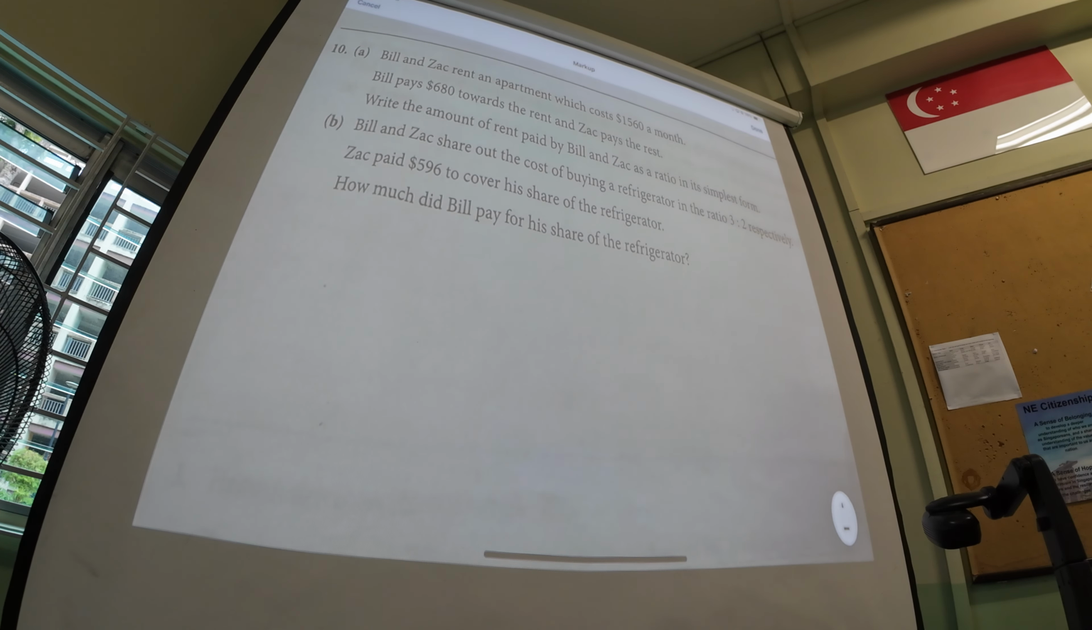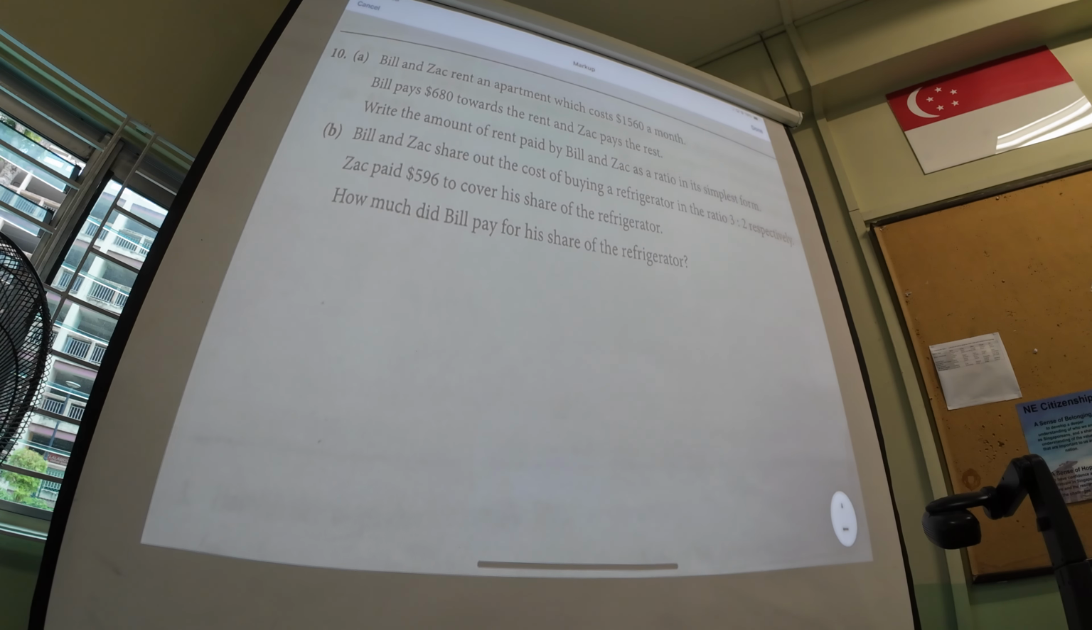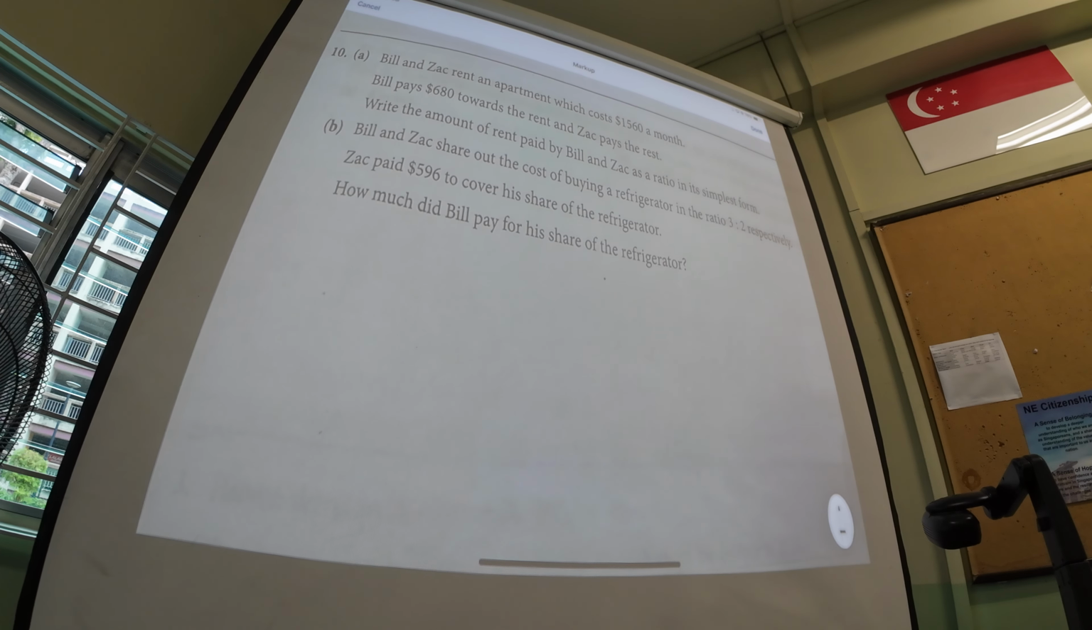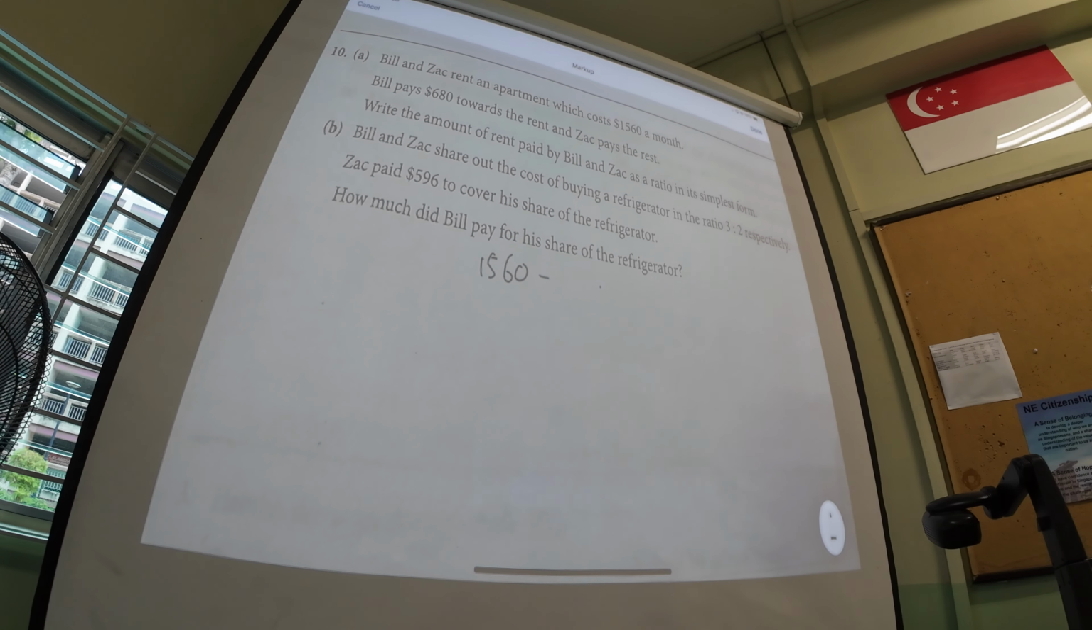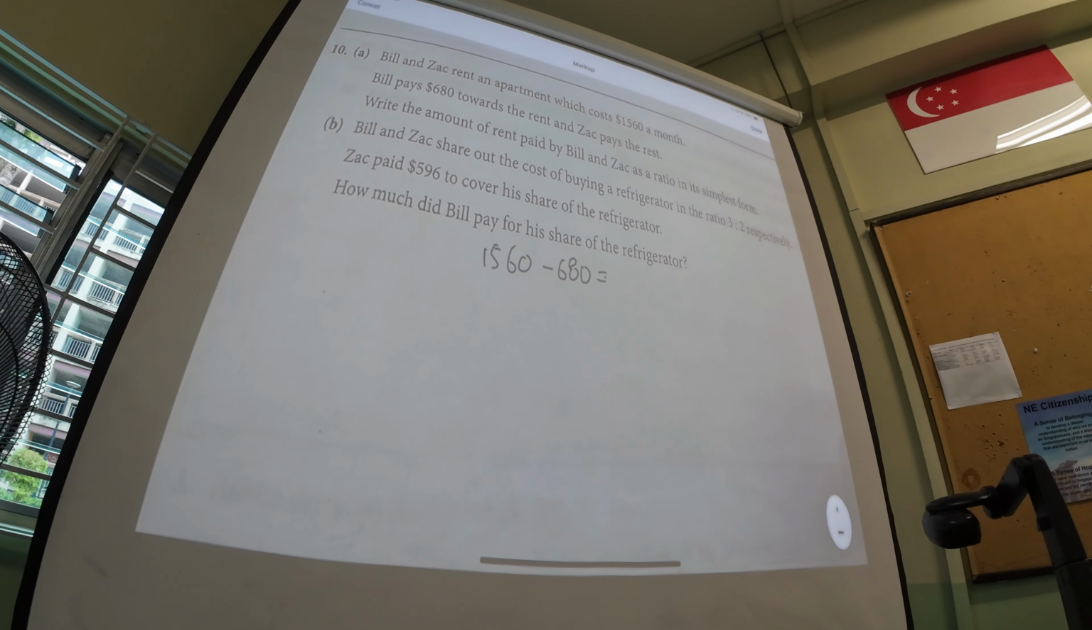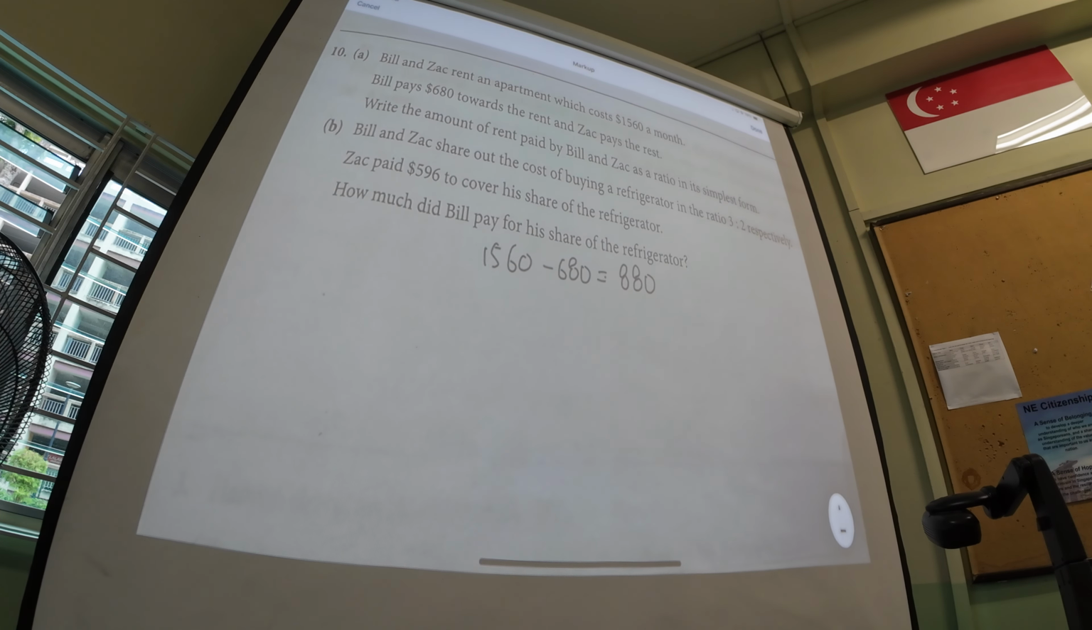So you know you have to work backward. You need to know how much Zach pay. So the two of them add up to 1560. So if I take 1560 minus 680, I will know how much Zach pay. So Zach pay 880.